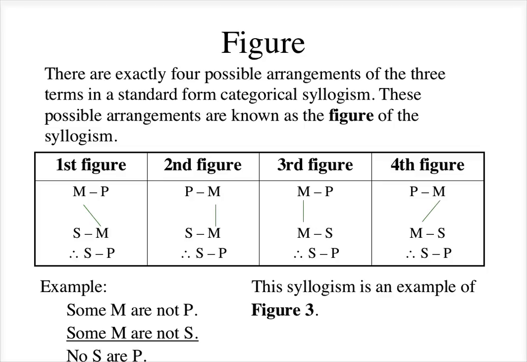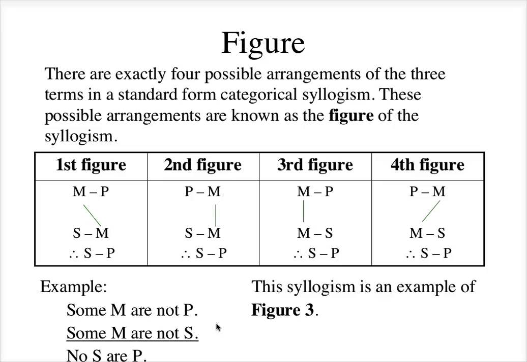Figure. There are exactly 4 possible arrangements of the 3 terms in a standard form categorical syllogism. These possible arrangements are known as the figure of the syllogism. So it can either be middle term premise, then middle term, major term, minor term, middle term, and so forth. All of these combinations. The example at the bottom is an example of figure 3.